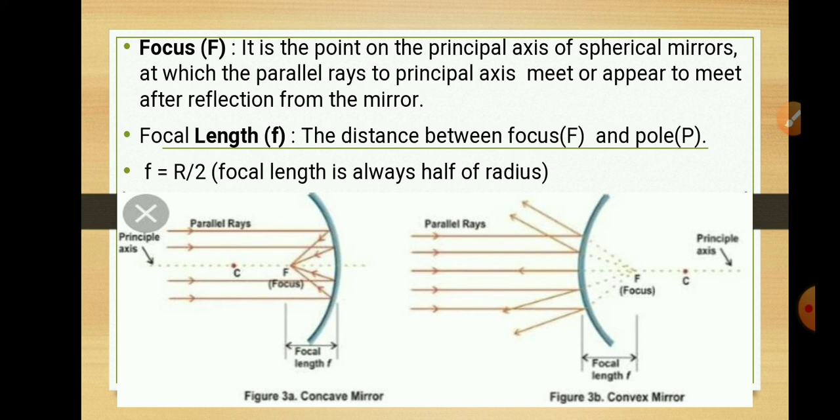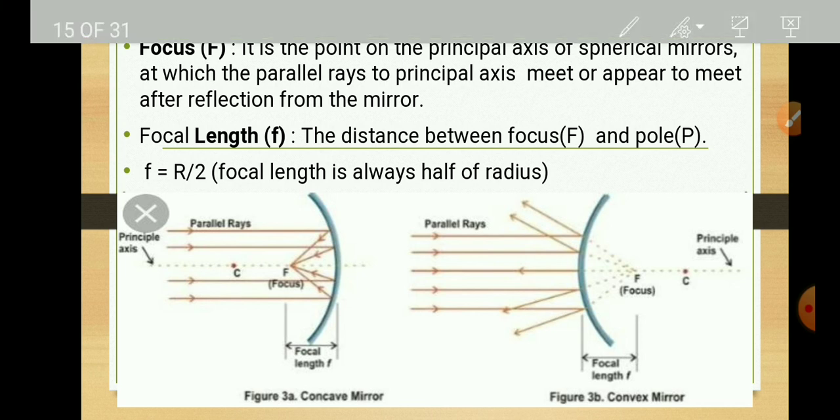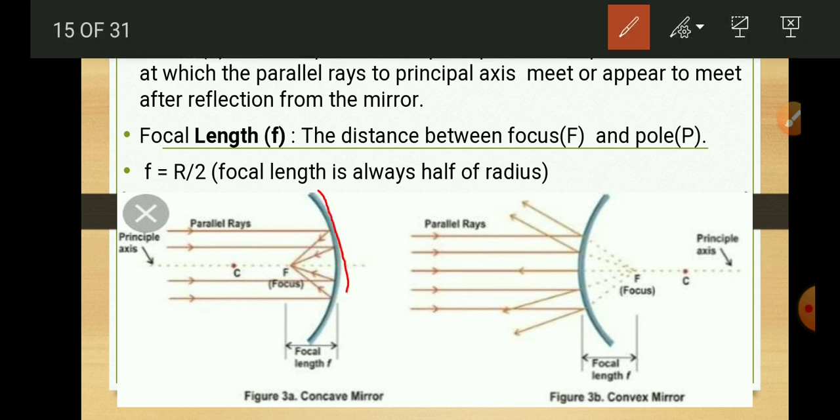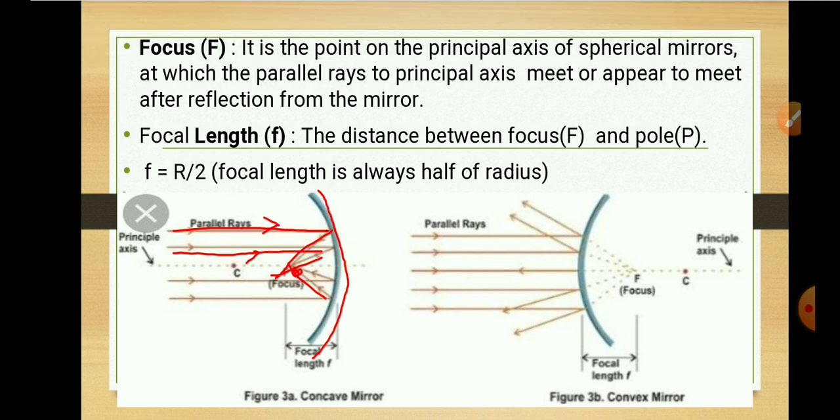Next point is principal focus. It is the point on the principal axis of spherical mirrors at which rays parallel to the principal axis meet or appear to meet after reflection from the mirror. We can see in this diagram both concave and convex mirrors. In this concave mirror, when rays parallel to the principal axis are incident on the concave mirror, after reflection they meet at a certain point, and that point is called the principal focus of the concave mirror.